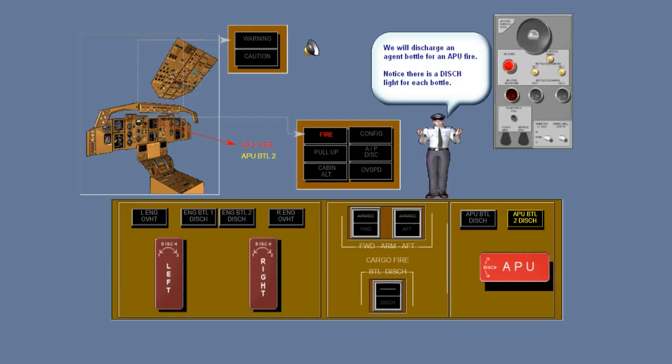In addition to the above fire warnings, if the airplane is on the ground, the APU fire warning horn on the nose gear strut sounds, and the APU fire light on the APU ground control panel illuminates.